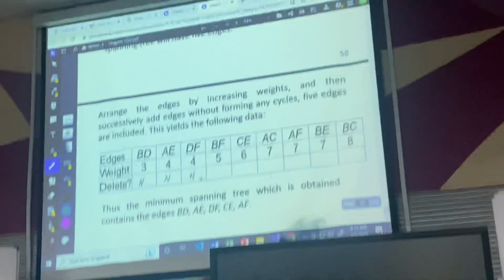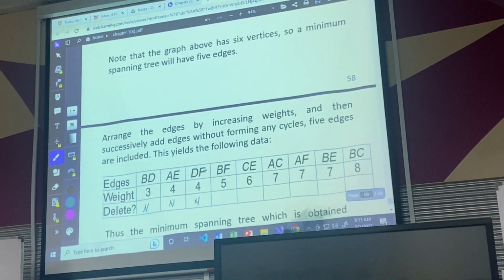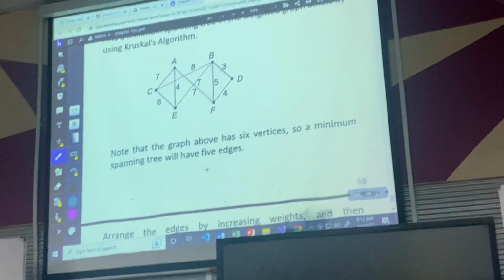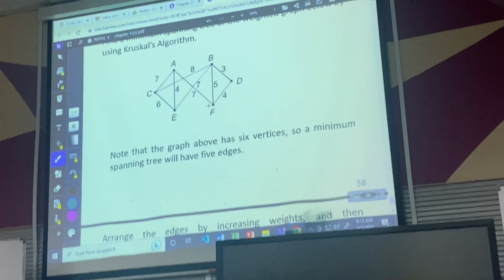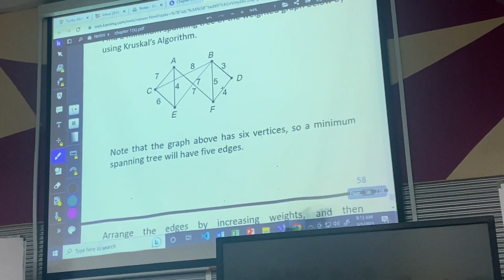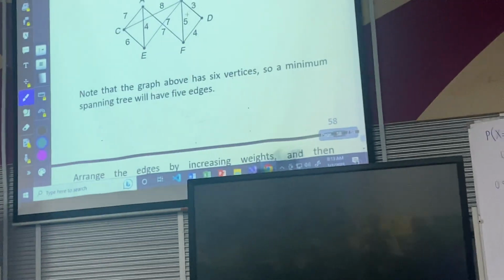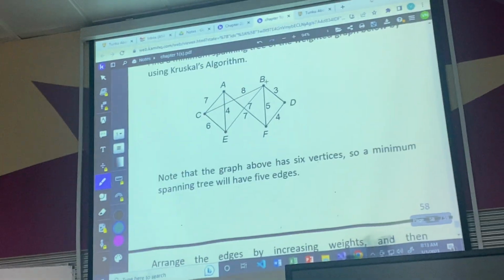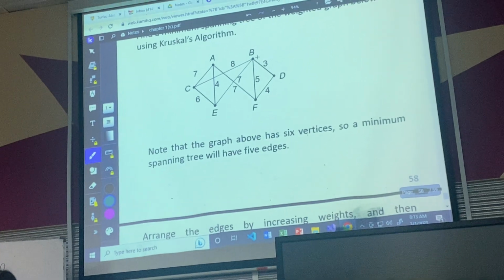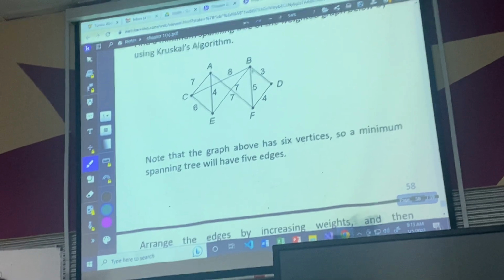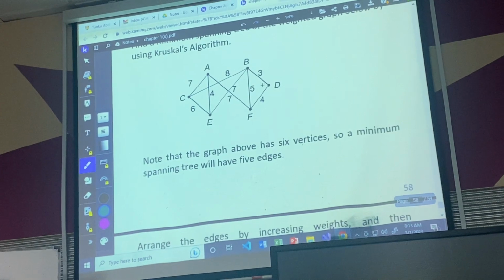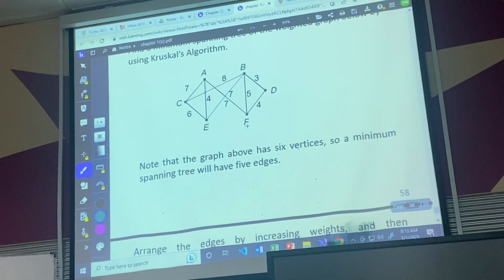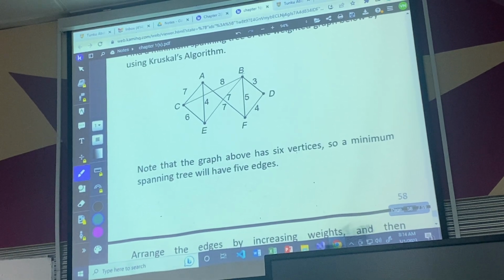Then you go to the BF 5. So the edges that we have included are AE and DF, and also BD, right? Now, when you come to this BF here, if you include BF as well, you will notice that BD, DF, and BF, you already included 2 just now, right? BD and DF. Can you still include BF? Cannot, isn't it? If you include BF, what will happen?